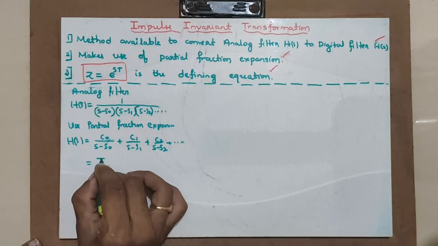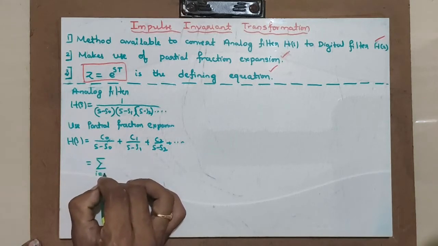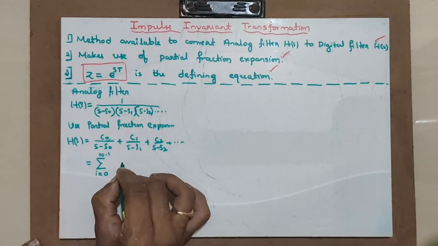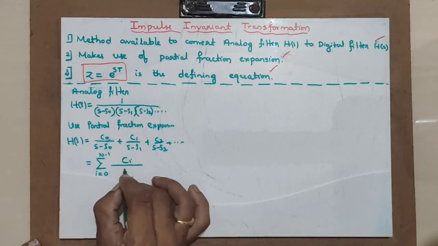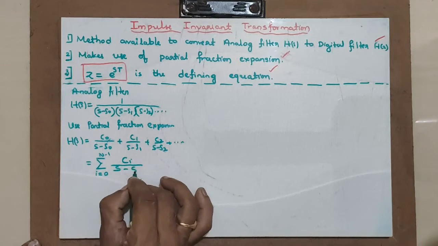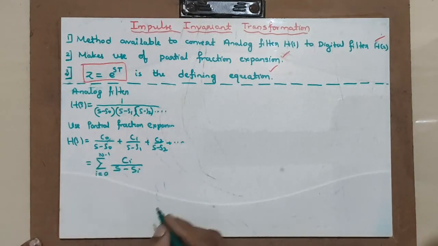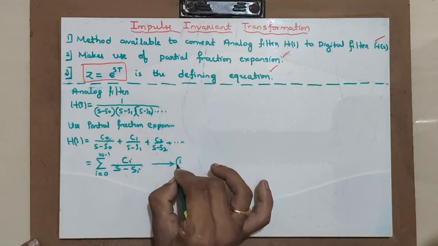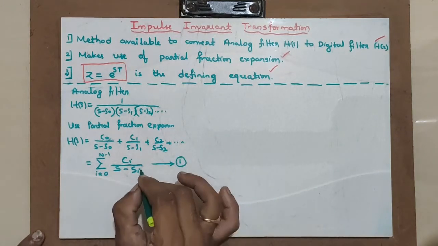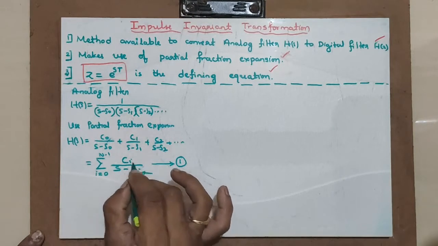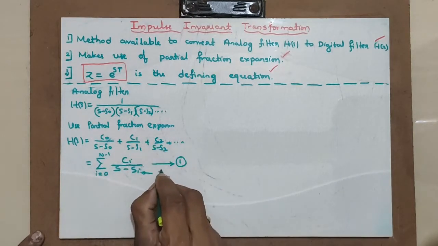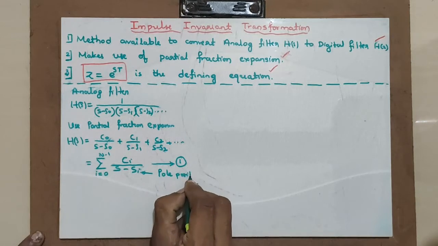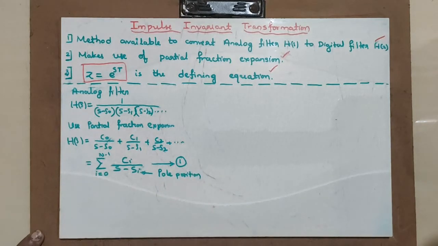I hope you can understand this. Summation i is equal to 0 to n minus 1 Ci divided by S minus Si, correct? The same above equation, I have written it in a compact summation manner, that's all. Let us take this as equation 1, where Si is the pole position. S0, S1, S2 etc. are pole positions, nothing more than that, pole positions which you have already done in case of Butterworth, correct?